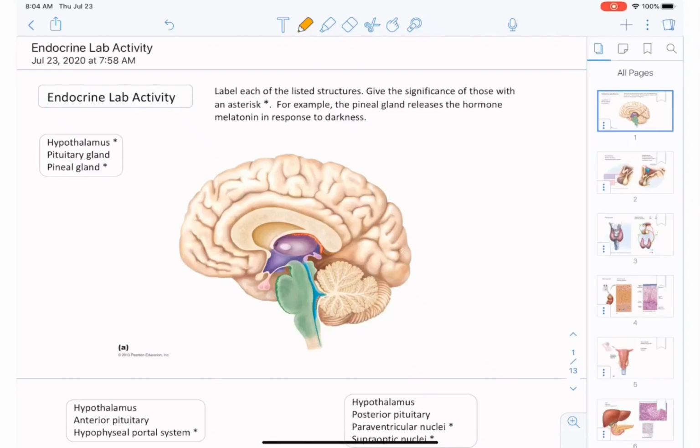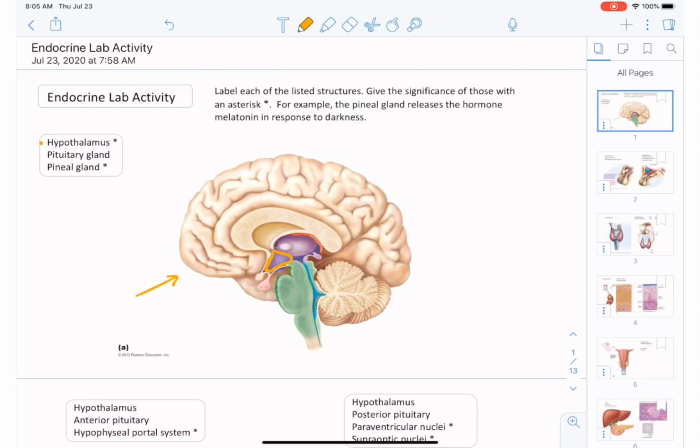Hey everybody, let's review this endocrine lab activity. And let's start by identifying the hypothalamus. Now, first of all, this is a mid-sagittal cut of the brain, right down the longitudinal fissure, and this is a medial view. So where are we going to find the hypothalamus on this figure? This region right there is the hypothalamus.